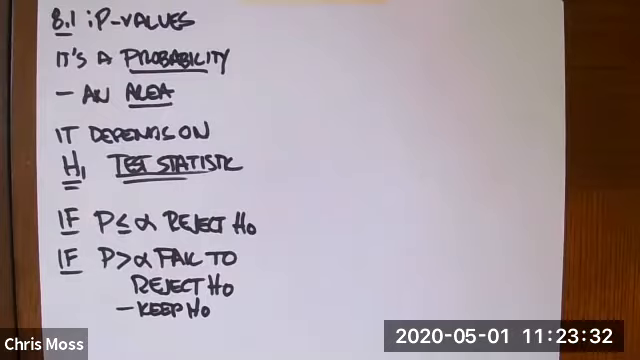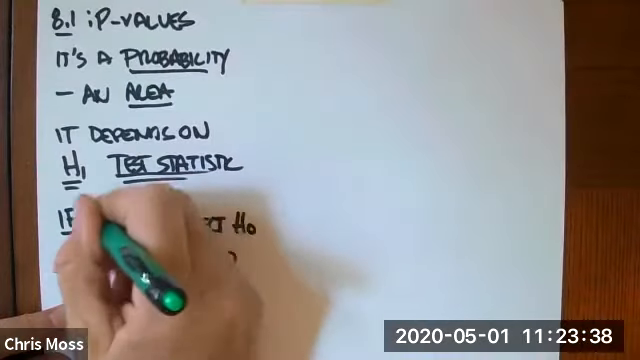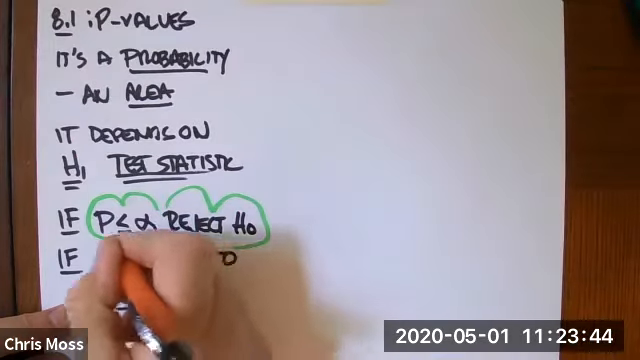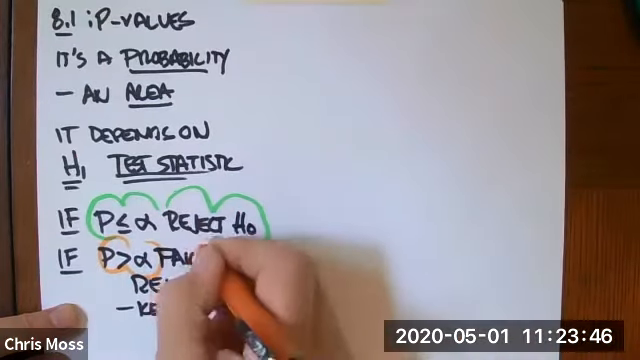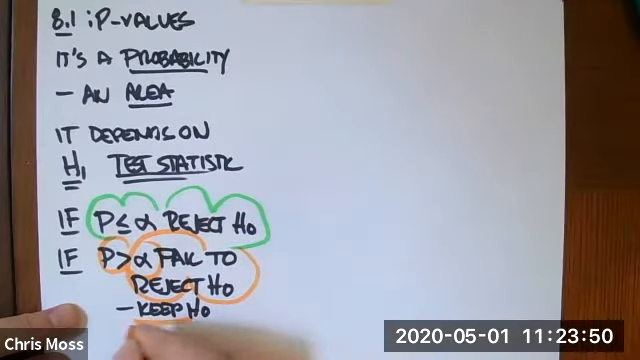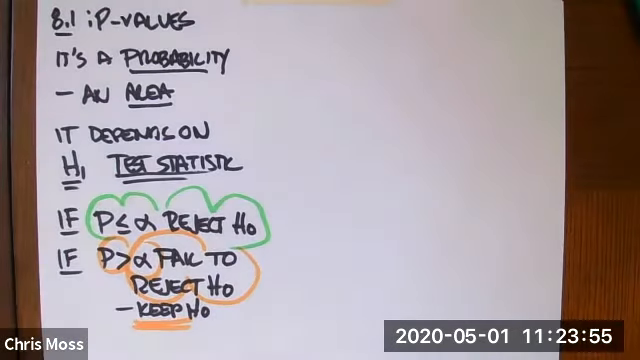If the p-value is less than or equal to alpha, we will go ahead and reject the null hypothesis. On the other hand, if the p-value is greater than alpha, we fail to reject the null hypothesis, which means we keep H null. Now, why is this so?